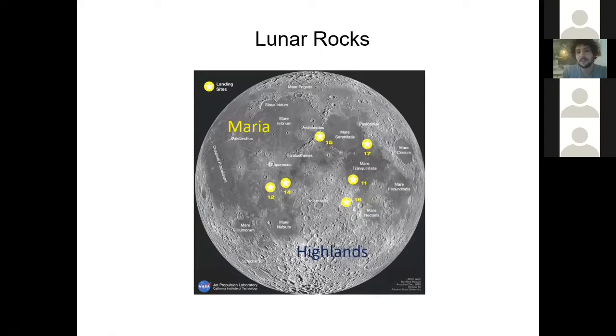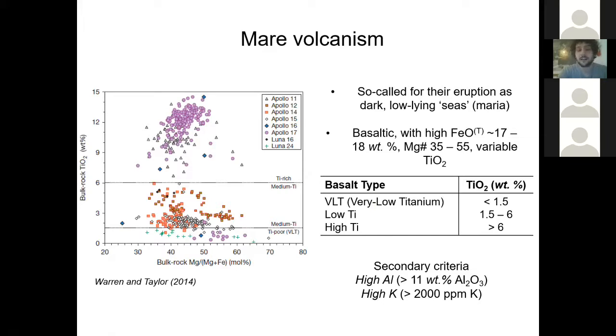So these are the Maria, these are the Highlands. The Maria basalts are called Maria because they are from the Latin for sea, and they are the low-lying areas, several kilometers lower than the Highlands. The rocks from these Maria are broadly basaltic and can be classified according to their titanium content, so the titanium content of the whole rock. These range from the very low titanium basalts with less than about 1.5% titanium oxide, low titanium between 1.5 and 6%, and then high titanium, which have more than 6% titanium oxide in them. They're also generally relatively high in iron and therefore have a low Mg number compared to terrestrial basalts.